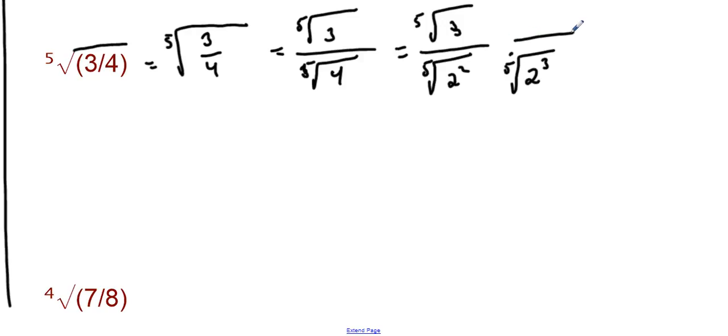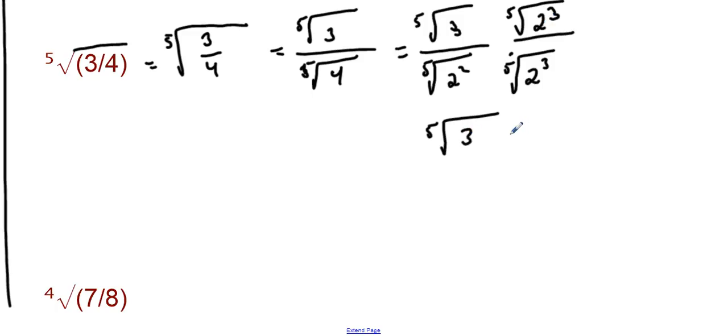Well, I can't just multiply that to the bottom, because whatever I do to the bottom, I also have to do to the top, because I can only multiply by 1. So I'm going to multiply the top and bottom by the fifth root of 2 to the third, because what I'm looking for is to get rid of the fifth root down here. So let's do the top first.